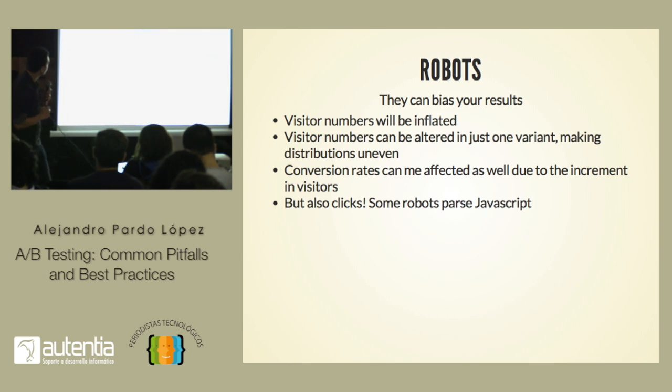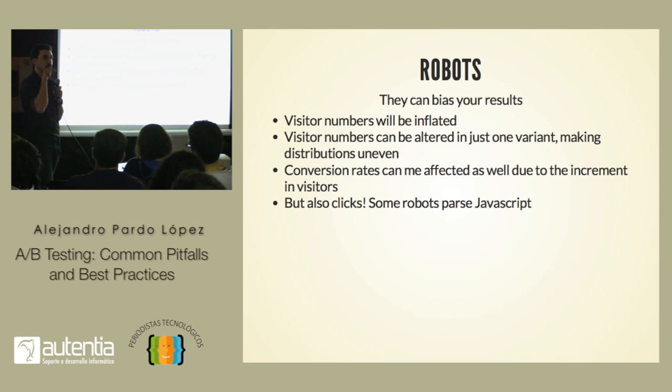Robots, these guys are interesting. They can bias your results. It happened to us. Suddenly you have this A/B test and you see that in one of the variants, the visitor graph spikes and it goes beyond the stratosphere, and it's like, what's going on here? It's bots. If you can, you should block them. They can screw up your results.